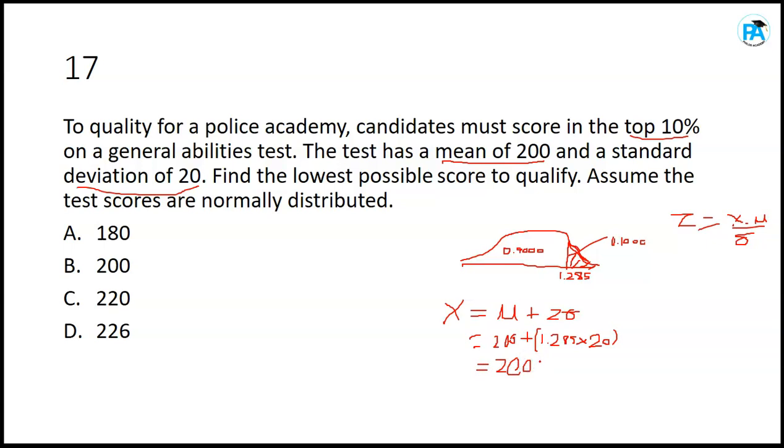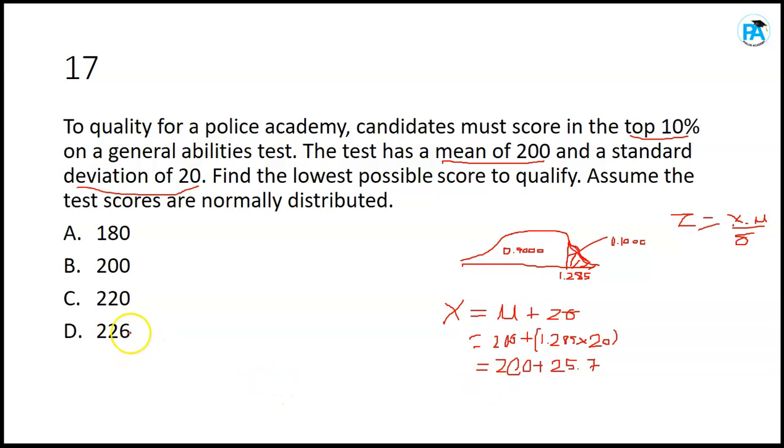Okay, so you get 200 plus, when you multiply this properly, you should get 225.7. Okay, let's multiply this separately. 1.285 times 20 gives you 25.7. So add them together, it gives you 225.7. Okay, so that's the final answer.